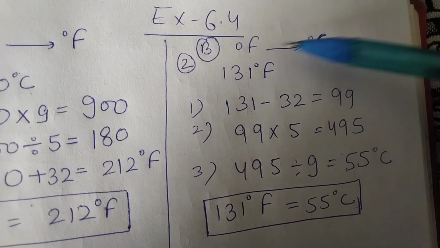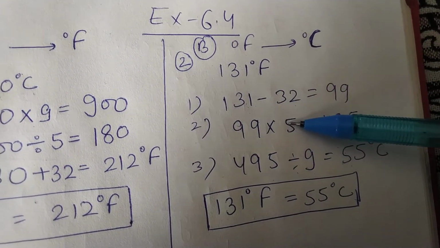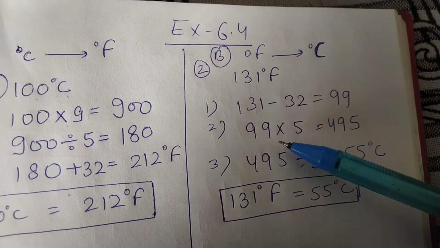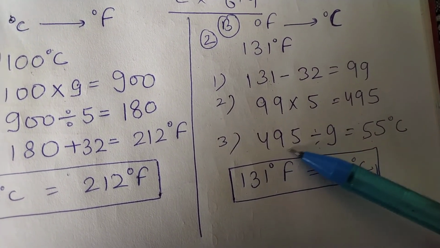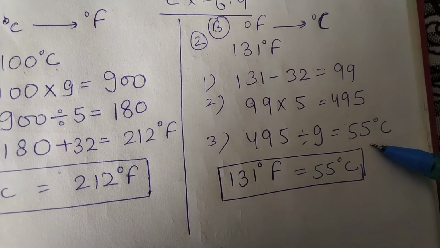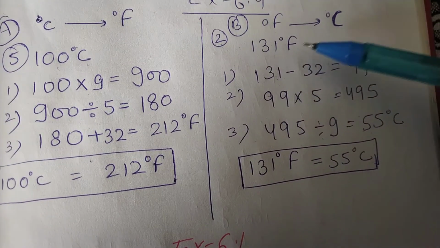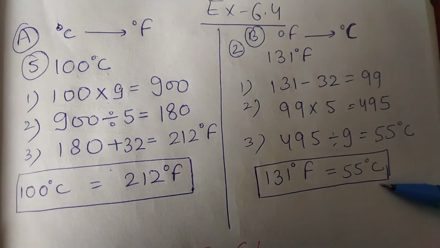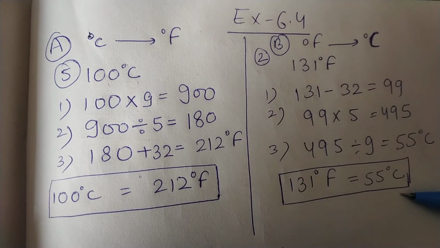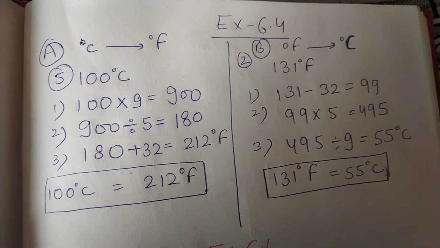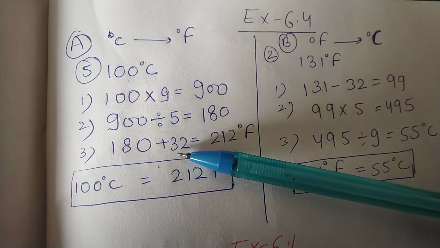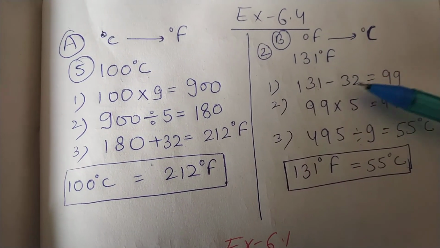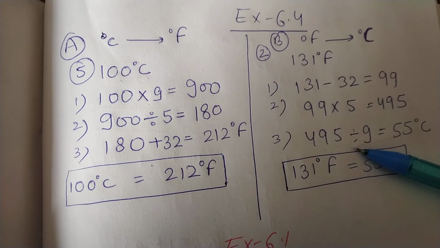Now degree Fahrenheit to degree centigrade. 131 minus 32, that is 99. 99 multiplied by 5 is 495, and 495 divided by 9 will be 55 degree centigrade. So 131 degree Fahrenheit will be equal to 55 degree centigrade. Again I am repeating, there are 3 steps. Multiply by 9, divide by 5, plus 32. Minus 32, multiply by 5 and divide by 9.